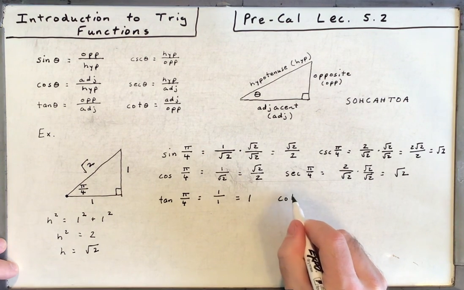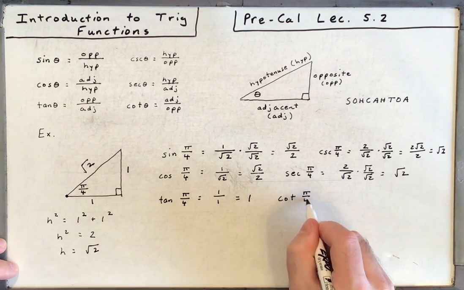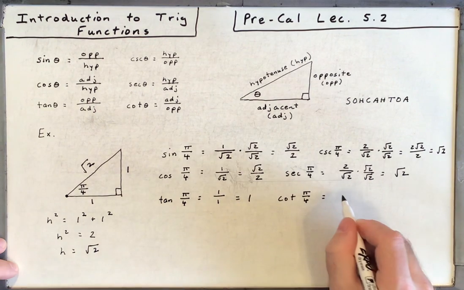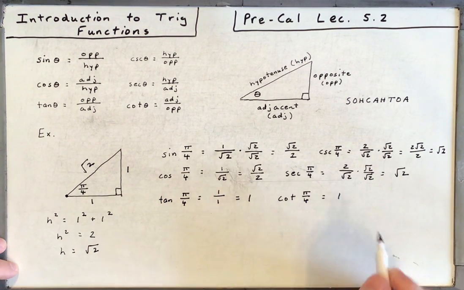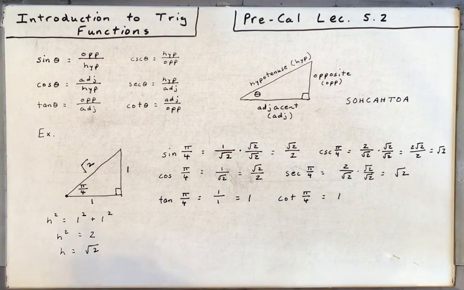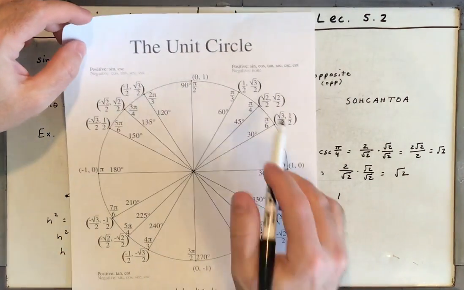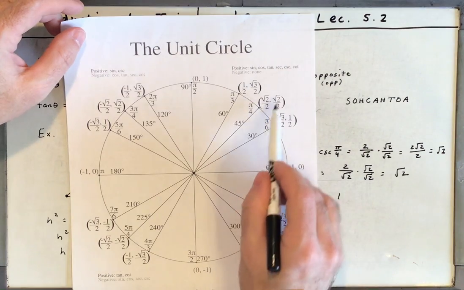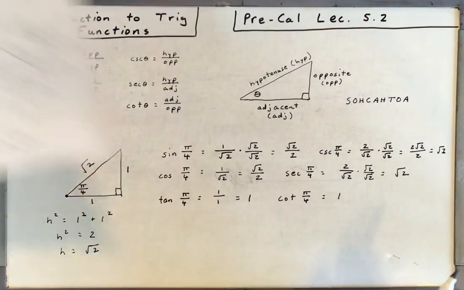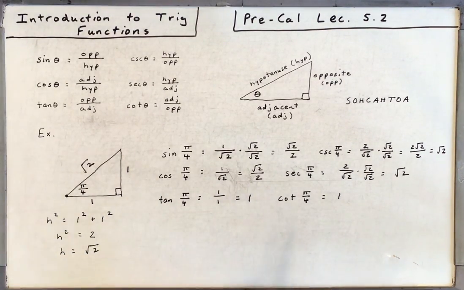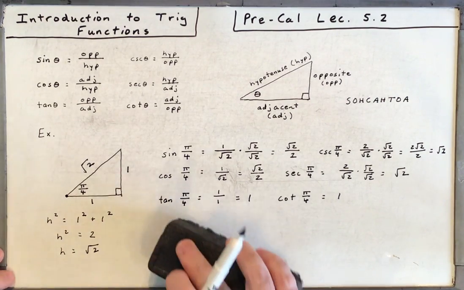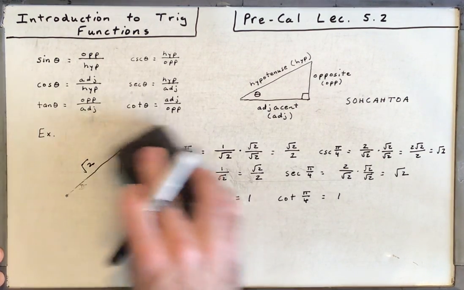And then the cotangent of pi over 4, we would just flip 1, and if you flip 1, you get 1. Okay, so that tells you how all these numbers at pi over 4 came about. Square root of 2 over 2, square root of 2 over 2. And I'll tell you another way to get tangent in just a little while. All right, let's do the next example.